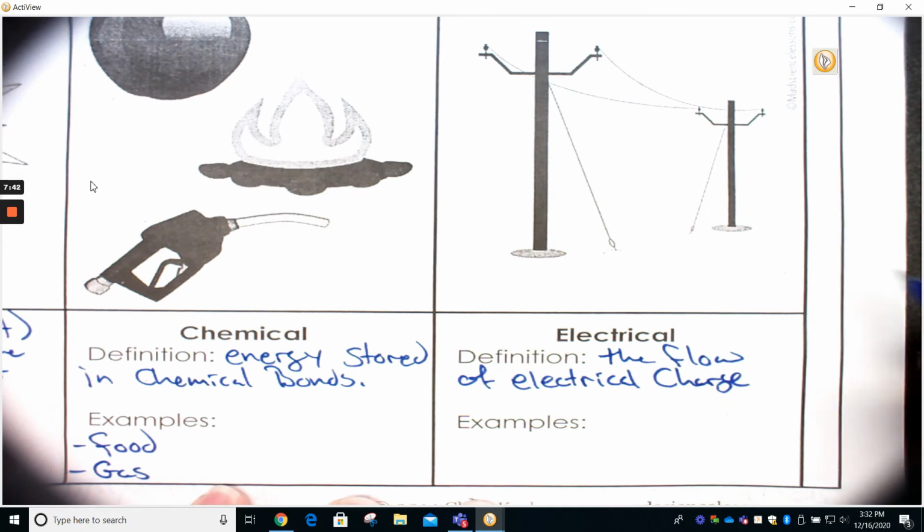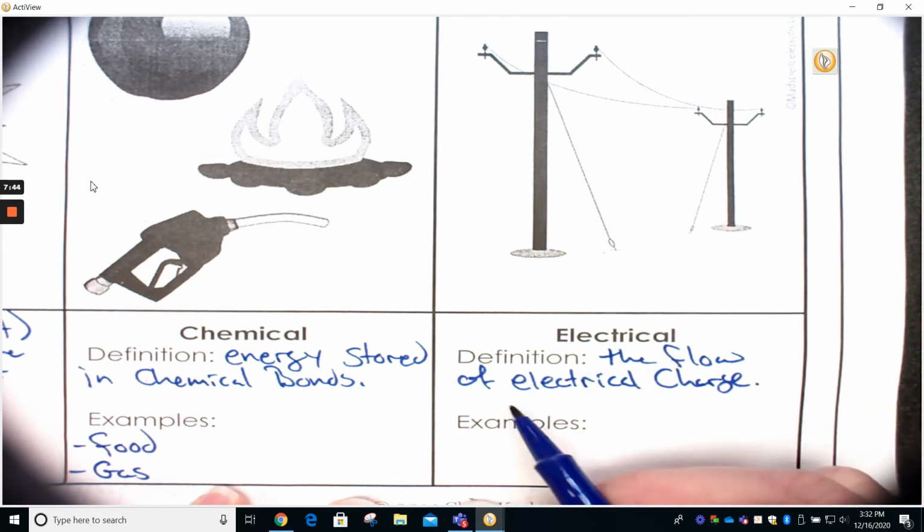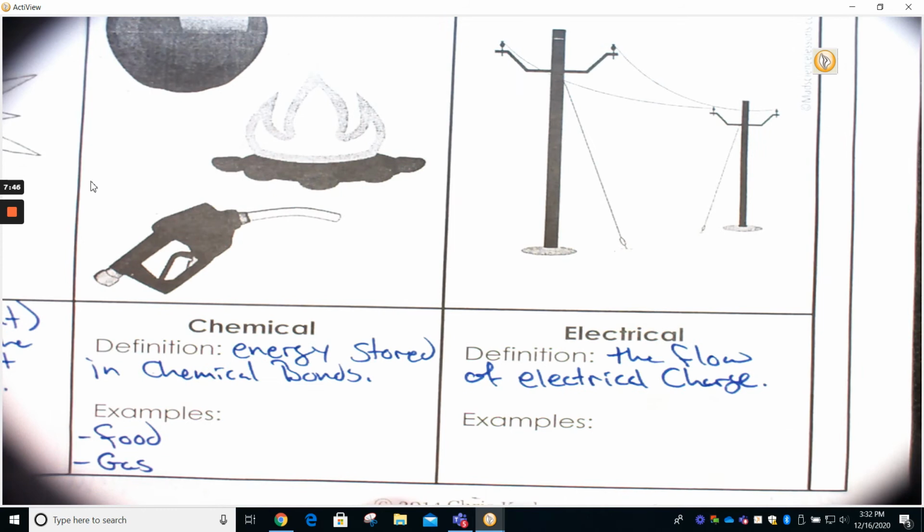This is another giveaway, guys. We've got electrical energy, electrical charge. I mean, there you go.